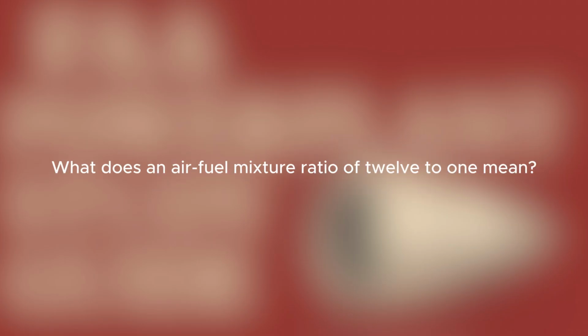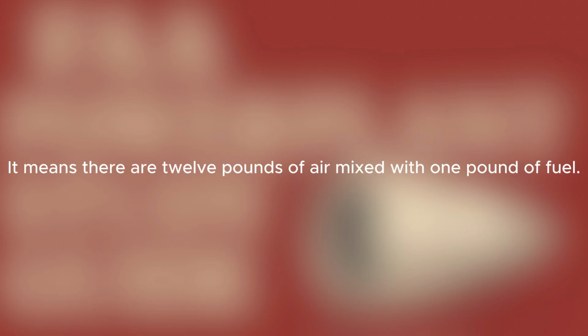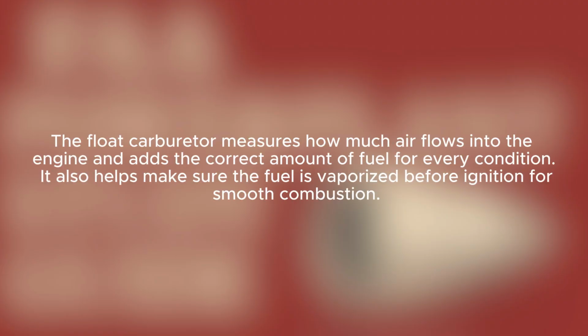What does an air-fuel mixture ratio of 12:1 mean? It means there are 12 pounds of air mixed with 1 pound of fuel. What's the main purpose of a float carburetor? The float carburetor measures how much air flows into the engine and adds the correct amount of fuel for every condition. It also helps make sure the fuel is vaporized before ignition for smooth combustion.